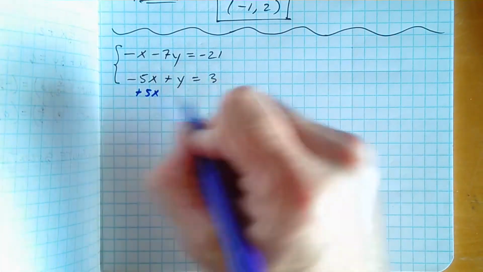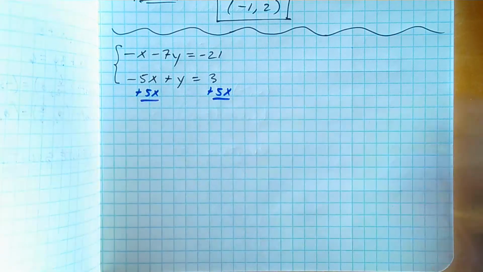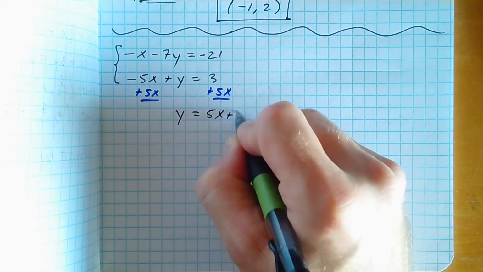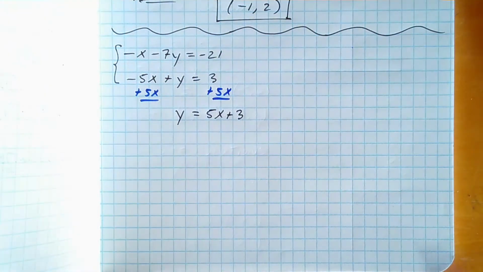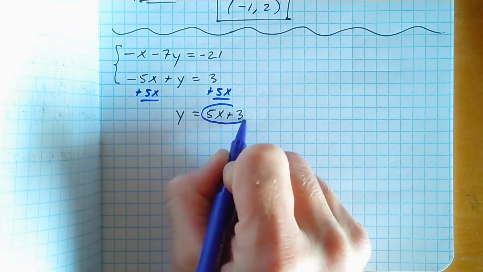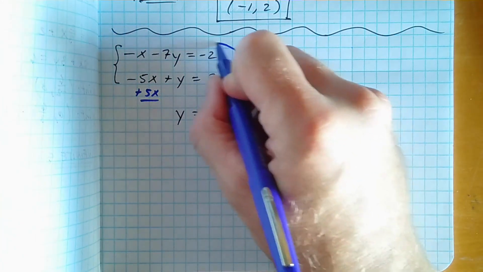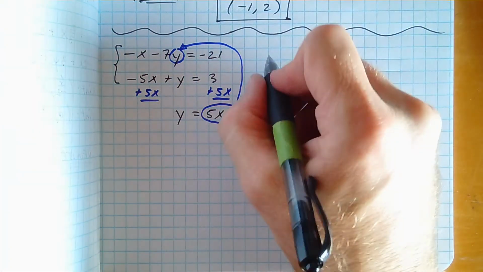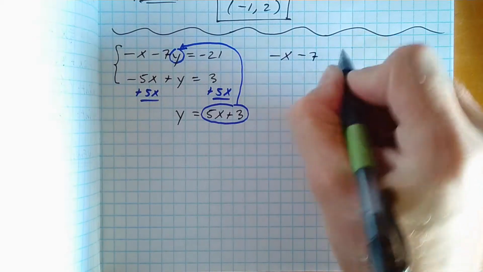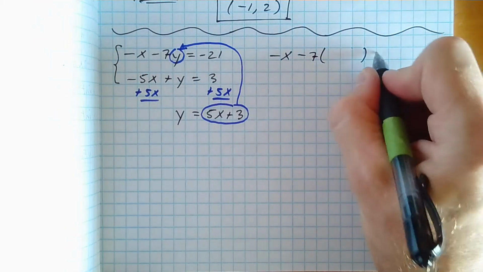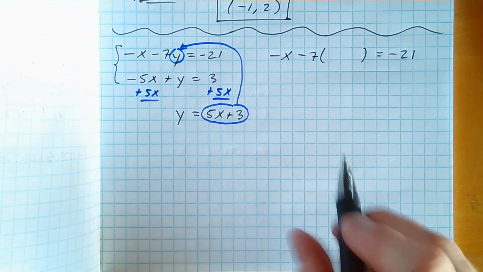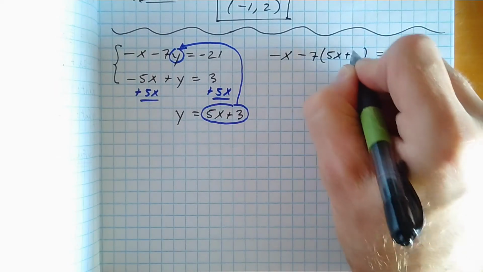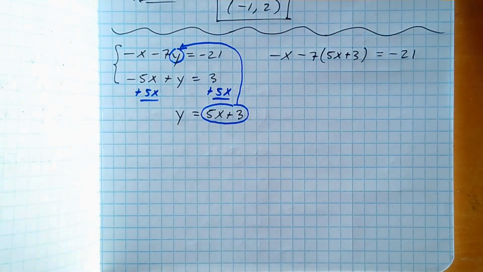So first, to isolate y, I'm going to add 5x to both sides. Okay, after I do that, I can see that I have y is equal to 5x plus 3. I'm going to take this 5x plus 3. I'm going to substitute it right here into this equation for y, and I'm going to make a new equation. So my new equation will be negative x minus 7, I'm going to open up some parentheses, that's going to be equal to negative 21. What I'm going to substitute in my parentheses is 5x plus 3. Okay, and I'm going to solve this for x.